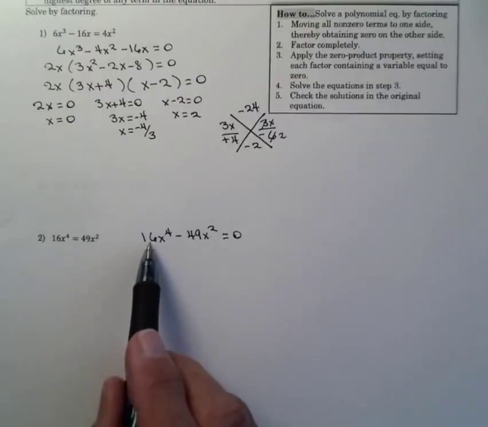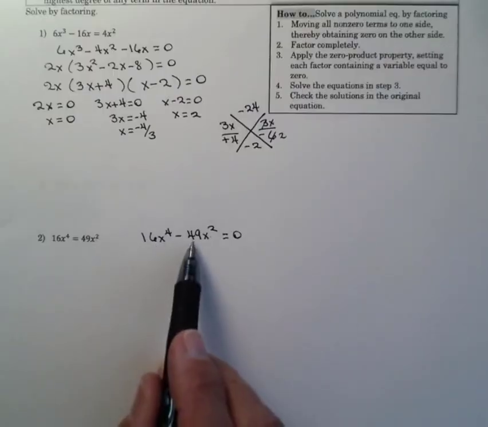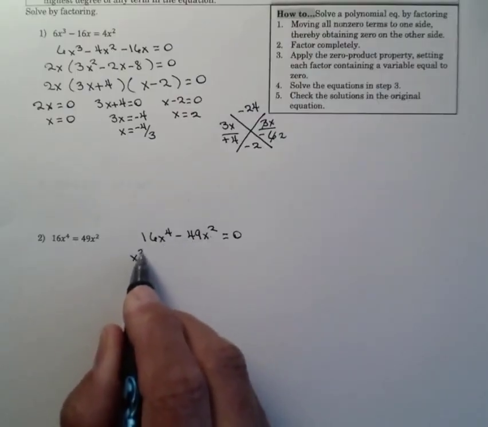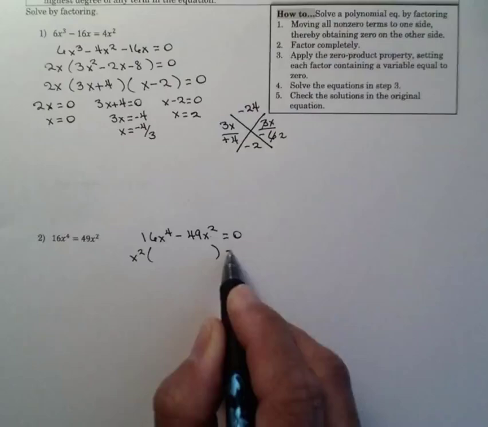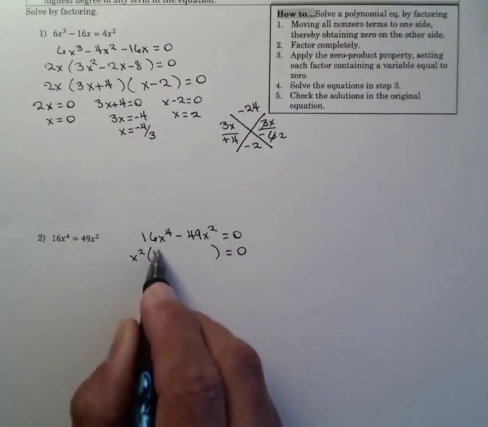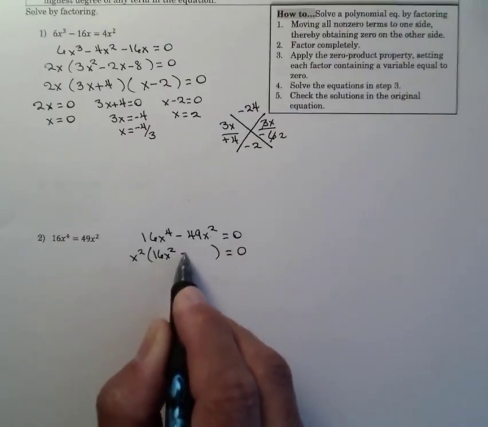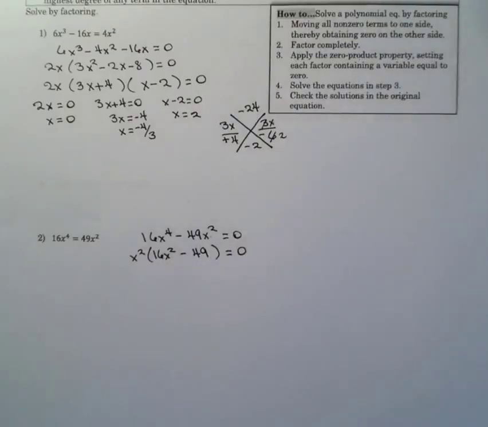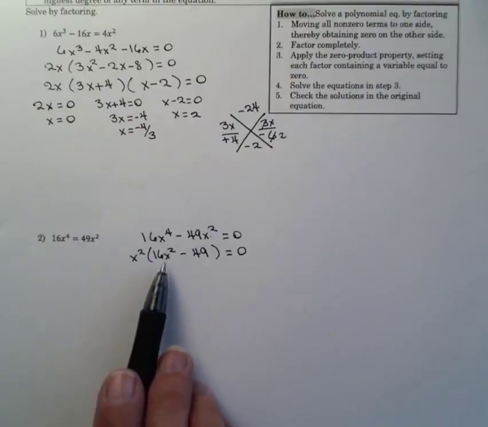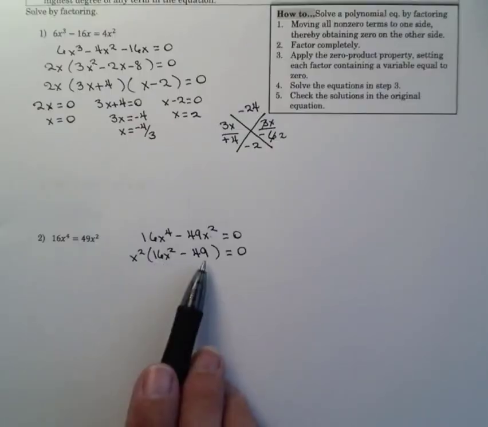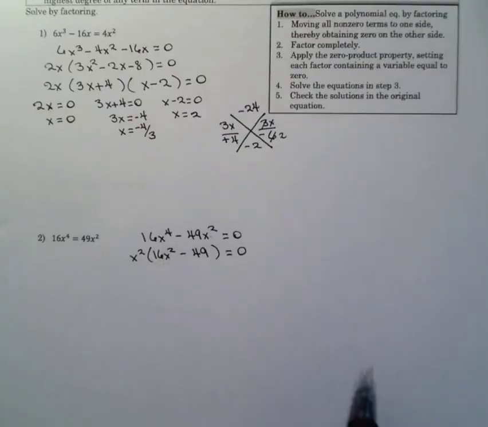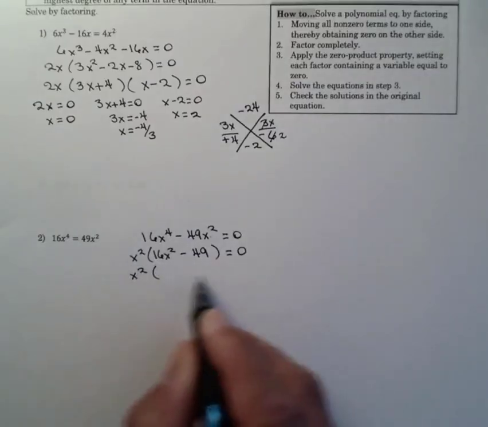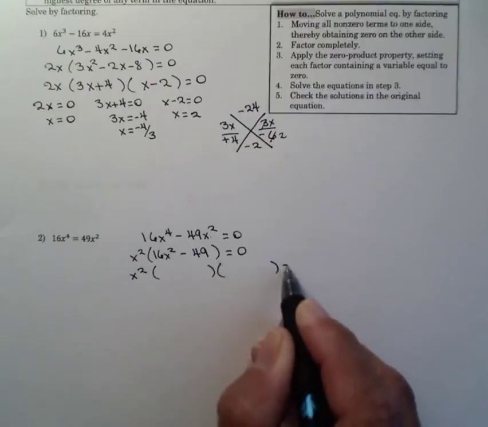Well, factors of 16, 1, 16, 4 don't fit with factors of 49. So I'm going to be able to factor out x squared. And once I do that, I'm going to have left 16x squared minus 49, which I recognize as two perfect squares. 16 is a perfect square, x squared is a perfect square, 49 is a perfect square. And since it's a difference, what I have is a difference of two squares. You should remember that's the easiest factoring that we do.